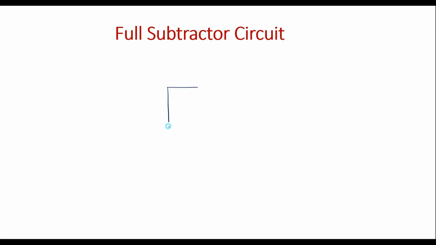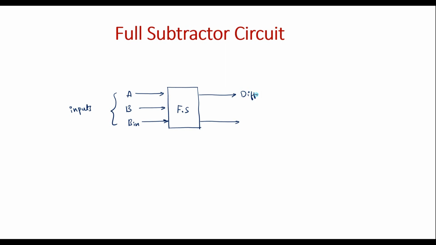So we have the full subtractor. It has three inputs. Let me assume A, B and B borrow input are the inputs, and it produces two outputs known as difference and borrow. I will use the variable D to represent difference and variable B to represent borrow. So here these two are outputs.